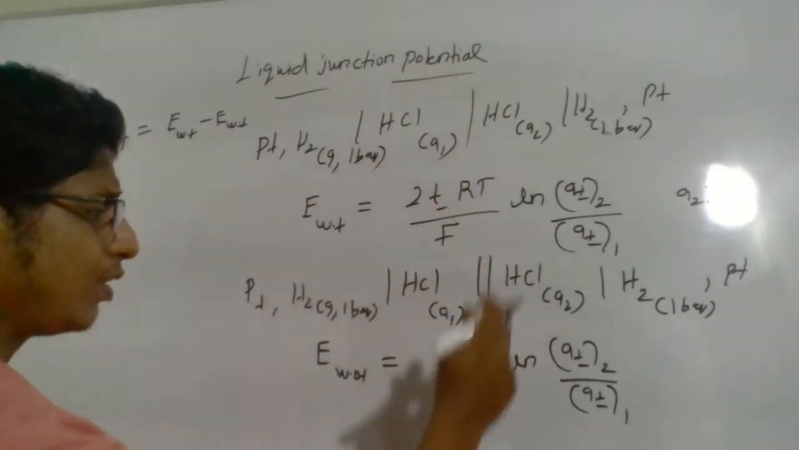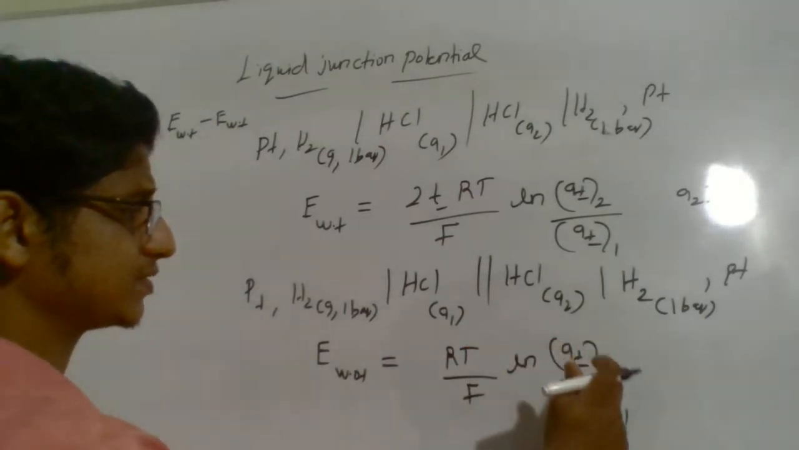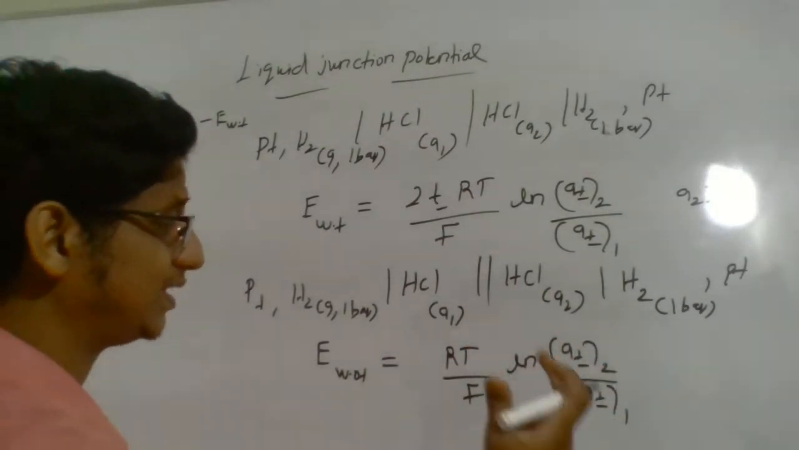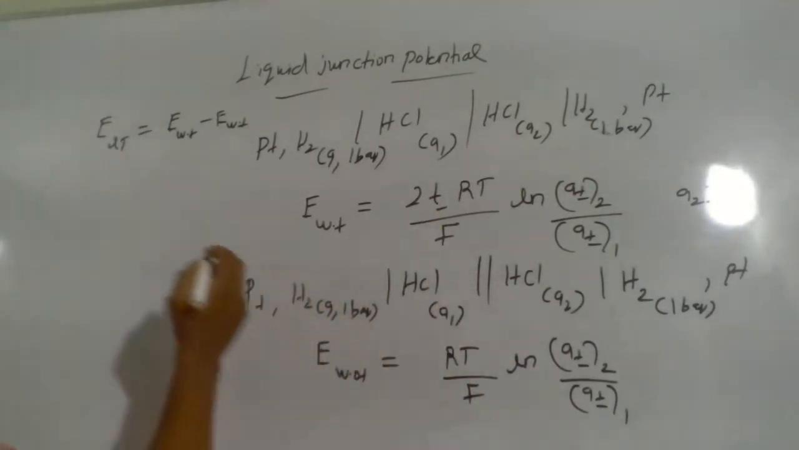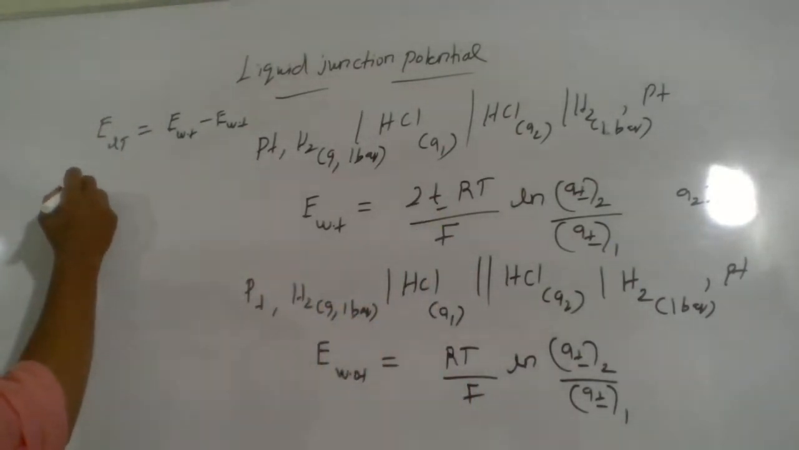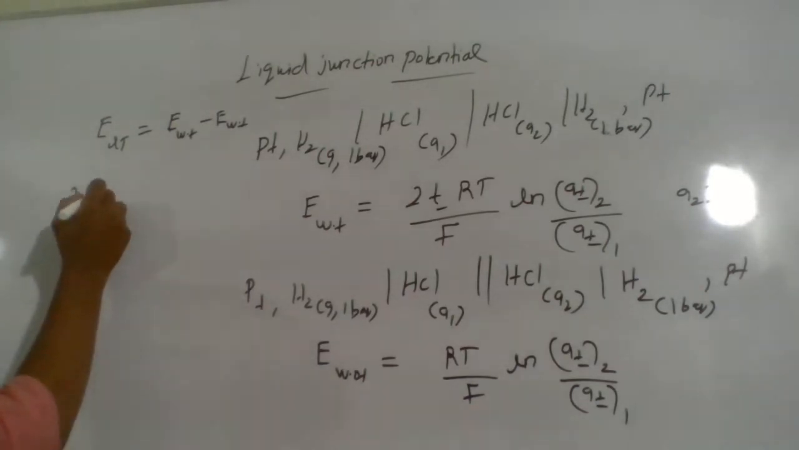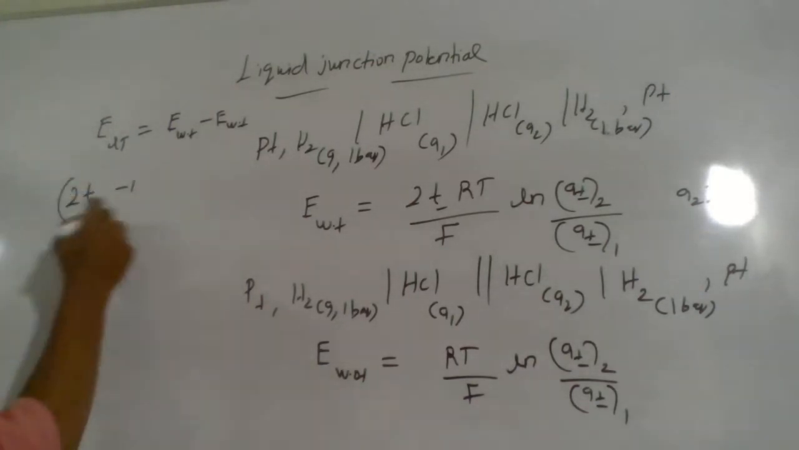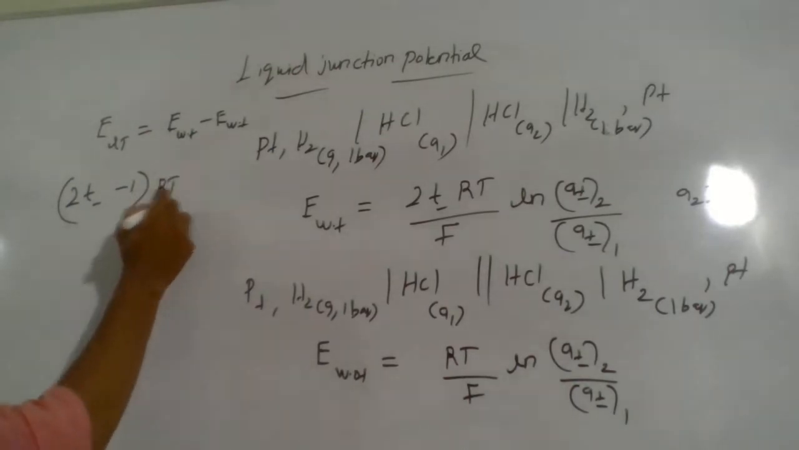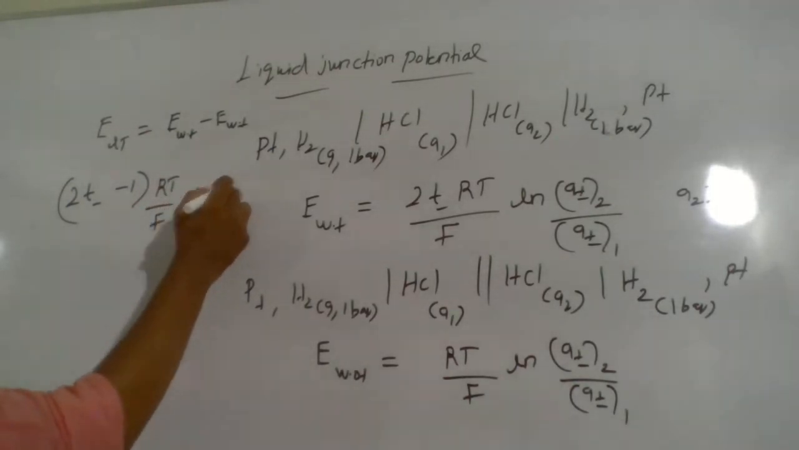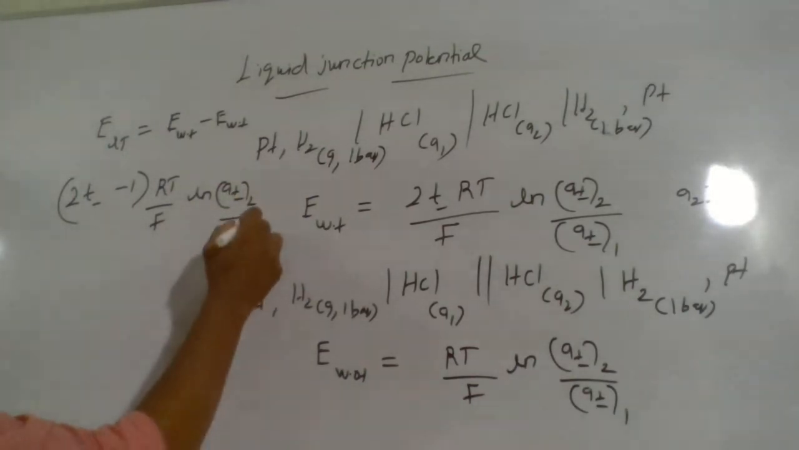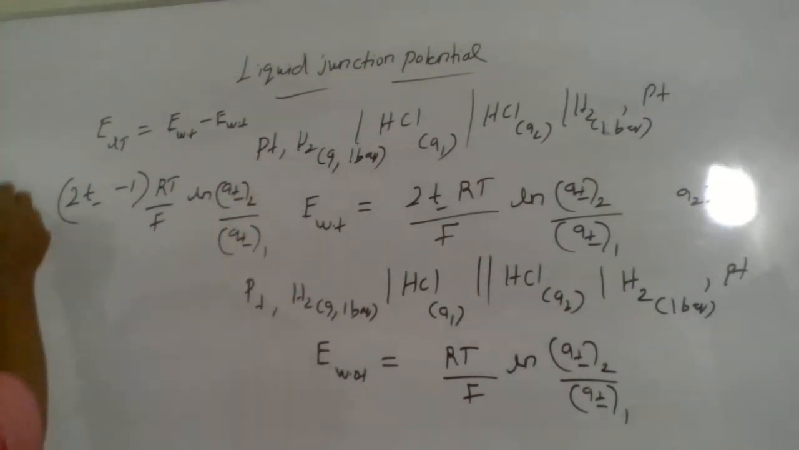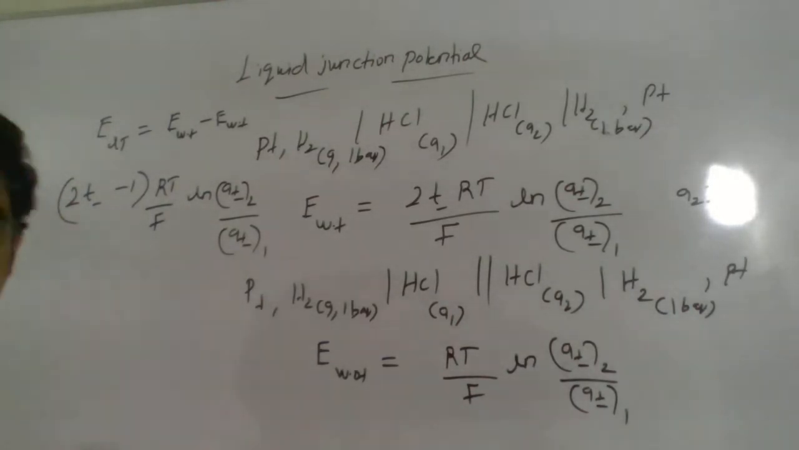What is common? RT by F ln a plus or minus 2 divided by a plus or minus 1 is the common term. So it is 2t minus 1 here, and nothing there, so let us subtract. You will get 2t minus 1 times RT by F ln a plus or minus 2 divided by a plus or minus 1. This is the expression we have for the liquid junction potential.